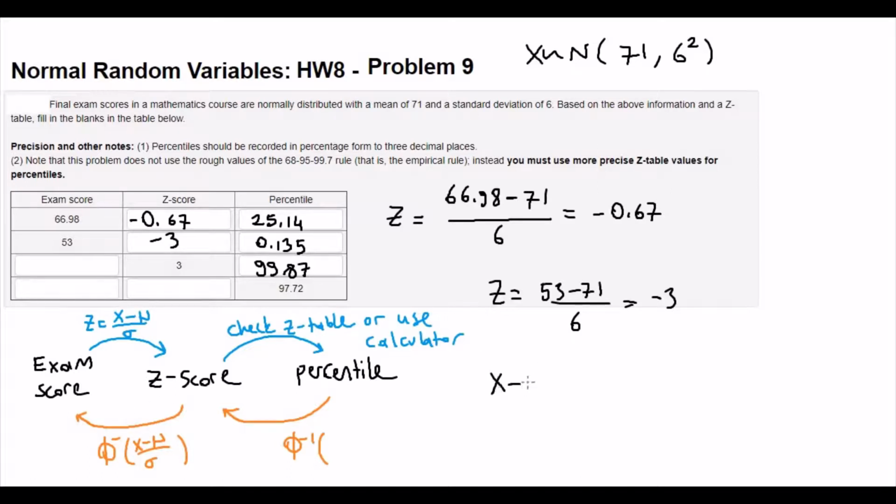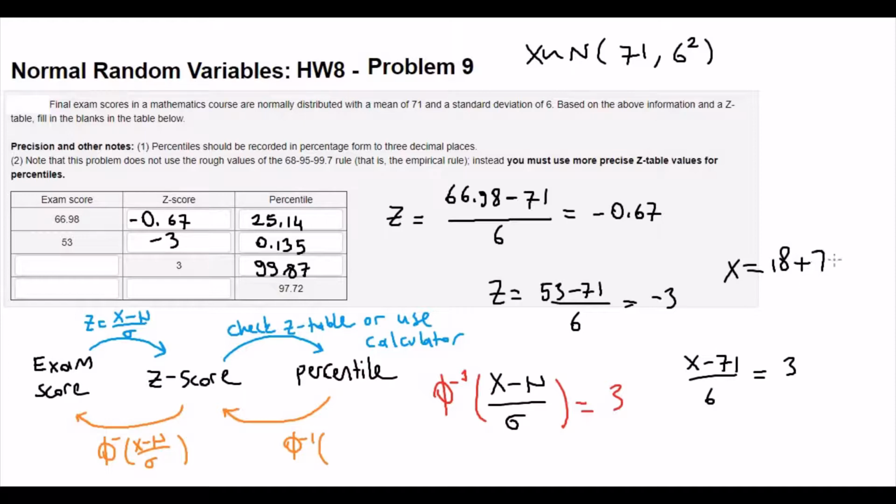From z-score to exam score, we're going to use the inverse phi operation. So (x minus mu) over sigma, phi inverse of this value, given z-score 3. And phi inverse of this operation is (x minus mu) over sigma. We know our mu and sigma, and we would like to know the corresponding x value. So x minus 71, which is our mu, over 6, which is our sigma, equals 3. Here we can solve for x. x is equal to 6 times 3, which is 18, plus 71. So x is equal to 89.